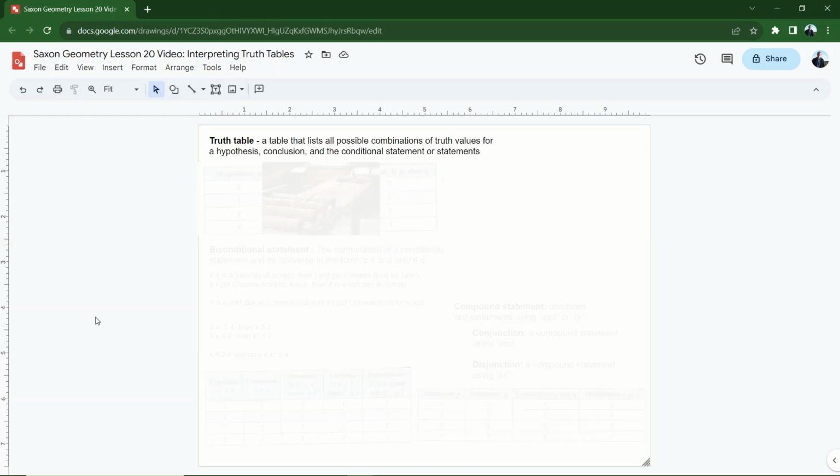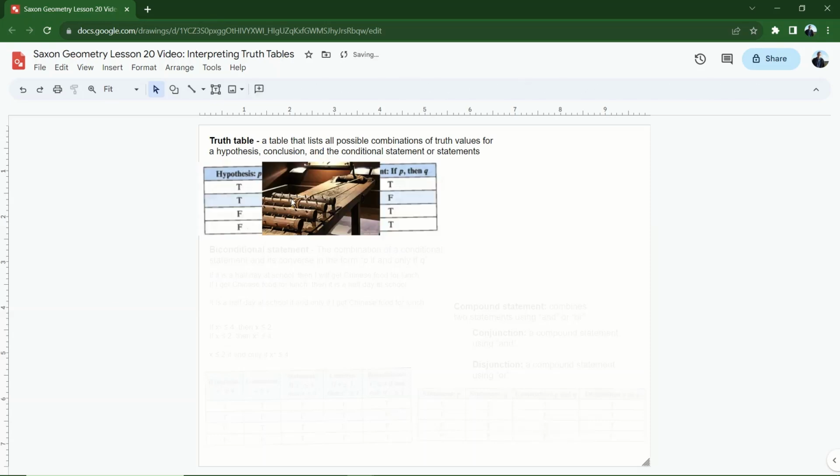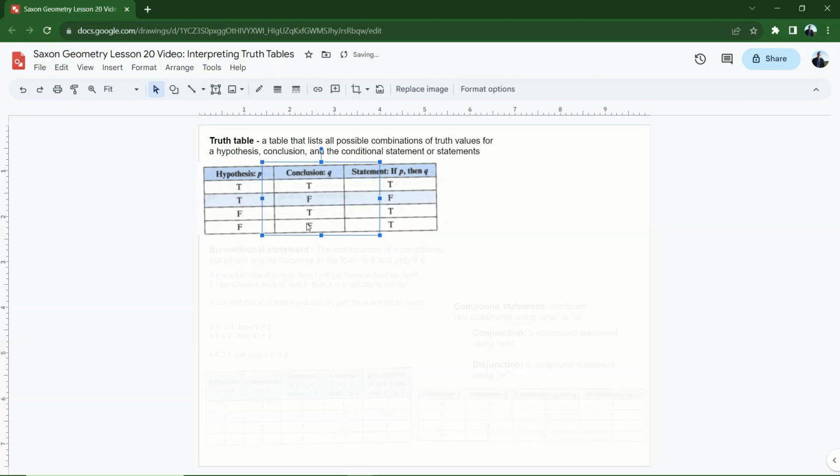Let's take a look at a sample truth table to see what I'm talking about here. All right. Oh wait, this is the wrong type of truth table. Let me get rid of that. All right, here we go. This is what a truth table looks like. So notice that I have a hypothesis, a conclusion, and a statement, and these are always going to look the same. Down below, I could have a true hypothesis with a true conclusion, a true hypothesis with a false conclusion.